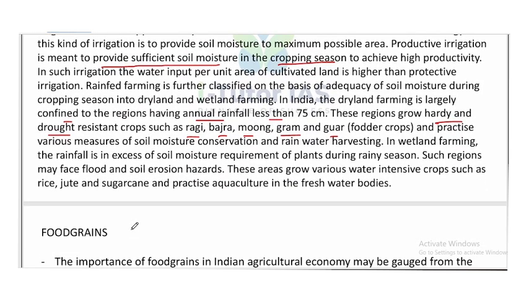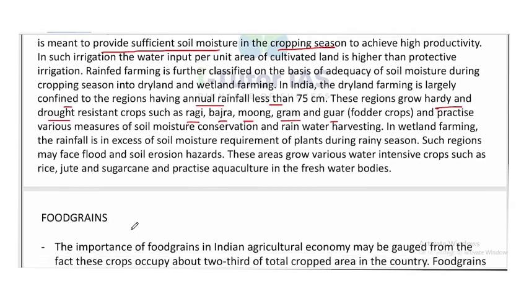In wetland farming, the rainfall is in excess of the soil moisture requirement of plants during the rainy season. Such regions may face flood and soil erosion hazards. So these regions grow water-intensive crops such as rice, jute and sugarcane, and practice aquaculture in freshwater bodies. Okay. Next one is food grains.